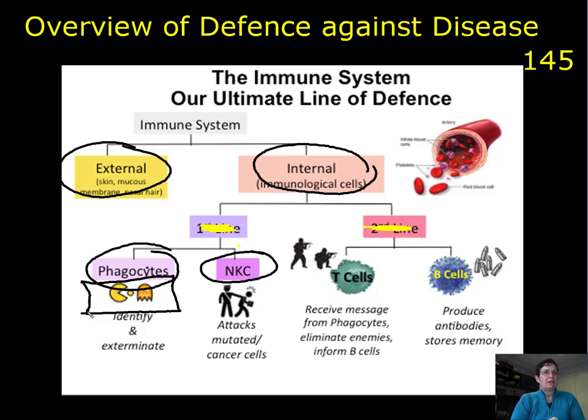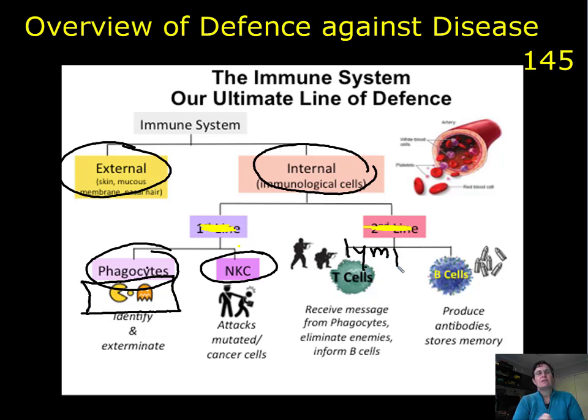The rest of the second line of defense is the natural killer cells, which are responsible primarily for getting rid of any cells that have mutated and have become, therefore, potentially cancerous cells. That's our second line of defense. The third line of defense are our cells which are specific to the immune system.